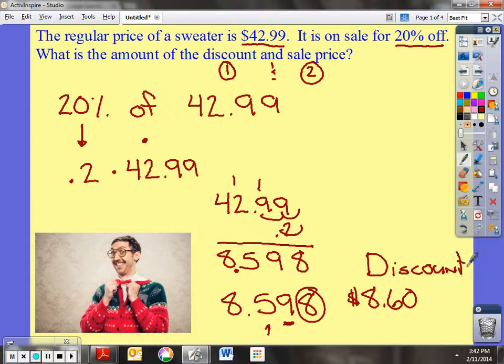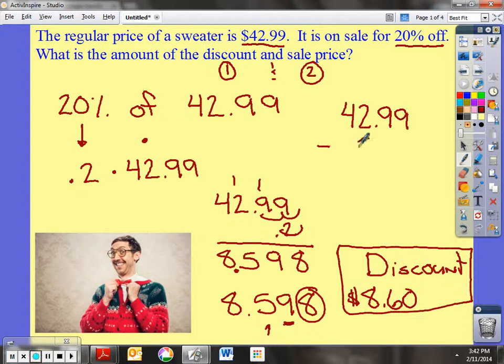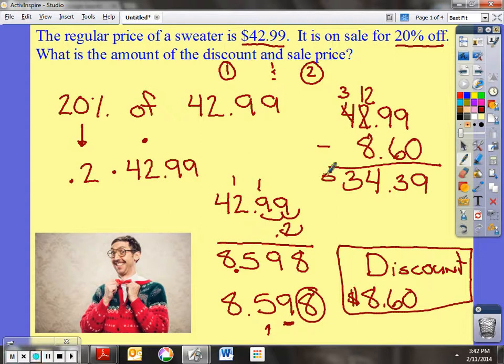I also need to find the new price. So with the discount in mind, that's what they're going to take off at the register. Now I'm going to go, hey, $42.99 minus the discount of $8.60. I have 9, I have 3. 42 minus 8, let's see here, can't do that. That becomes a 12. That becomes a 3. So it's really now 12 ones. So 12 minus 8 is 4. The sales price of that sweater is $34.39.